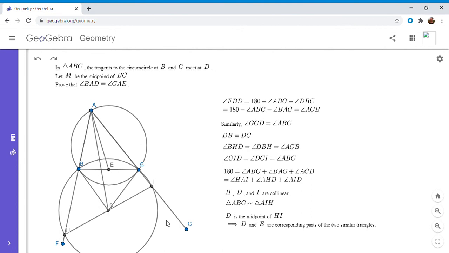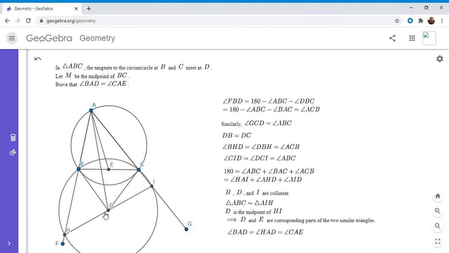Since they're corresponding parts of the two similar triangles, it has to follow that corresponding angles are equal. And so therefore HAD has to equal angle CAE. Okay. But angle HAD is just angle BAD. So I'm going to write this out. So angle BAD is equal to angle HAD. And then since triangle AIH is similar to triangle ABC, HAD has to equal angle CAE, since they're corresponding angles of the two similar triangles, and that solves the problem.